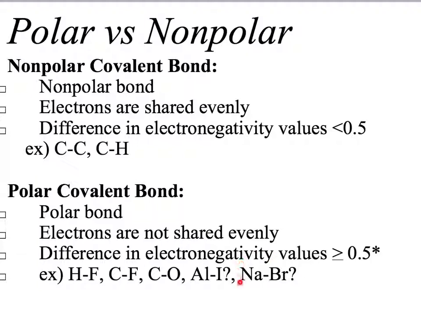And what about something like sodium and bromine? They have a pretty large difference in electronegativities. In this case, the difference is so large that it's not a polar bond anymore; this is actually an ionic compound. So if we get the difference in electronegativities too large, it goes from being a polar bond to being an ionic compound.